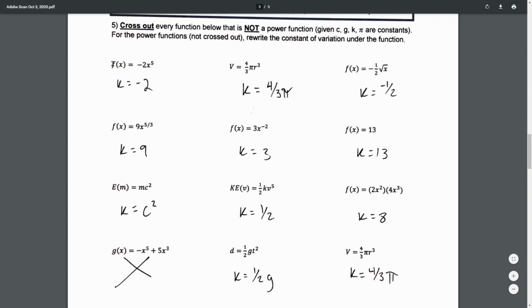So for this first one, we have negative 2 x to the fifth. So our constant here would be negative 2. We don't have any other terms, just negative 2 x to the fifth. So our constant would be negative 2.